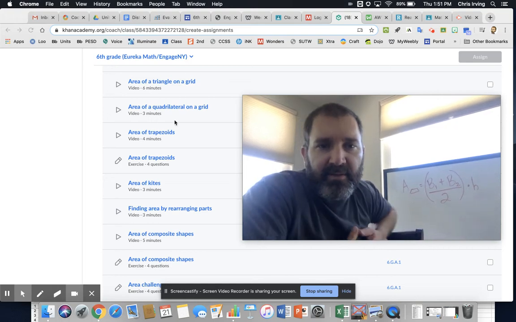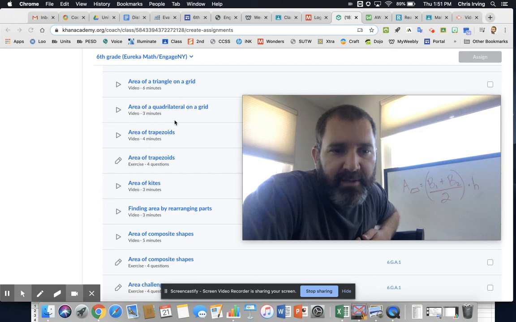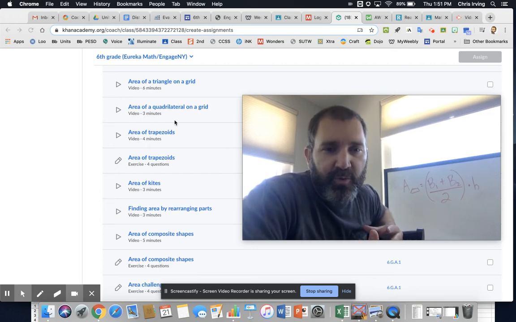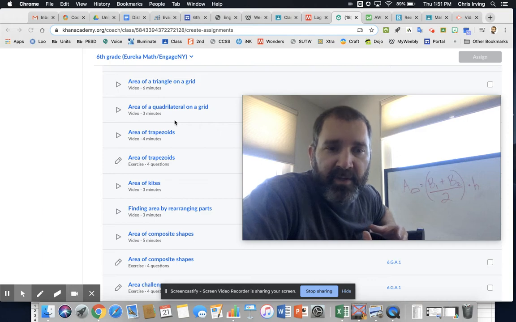hopefully that stuff made sense to you. Area is not complicated as long as you can change the way you look at a shape, especially when it's on a grid. It's just a matter of being able to see it differently. It's a matter of taking a quadrilateral that you don't recognize and turning it into several smaller shapes that you do recognize and you can use the formulas for.